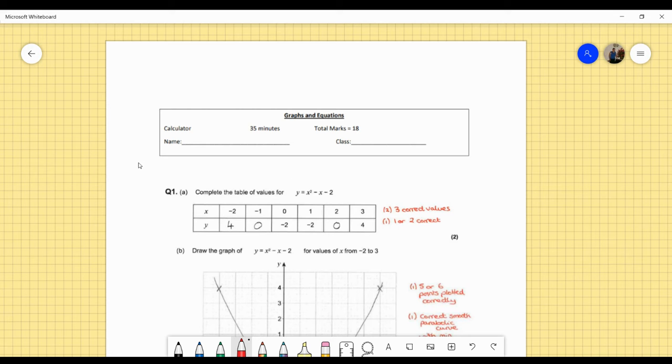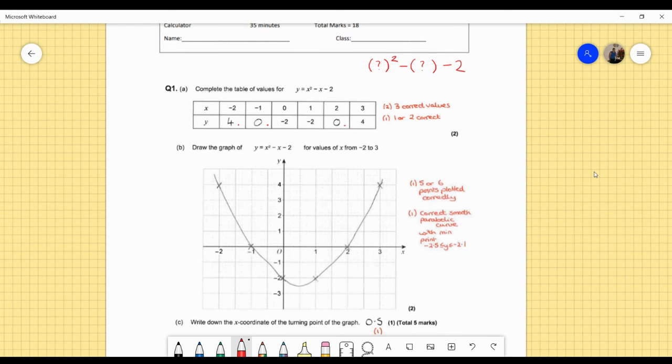Okay, so question 1. We need to complete the table of values for the graph y equals x squared minus x minus 2. Now remember, when you're putting this into your calculator, you want to do bracket squared minus bracket minus 2, and then substitute in the x values into those brackets so that you can get the correct answers. So you needed to work out that the first one was 4, the second one was 0, and the third missing one is also 0. If you have all 3 correct, then you get the full 2 marks. If you just got 1 or 2 of them correct, then you get 1 mark for part A.